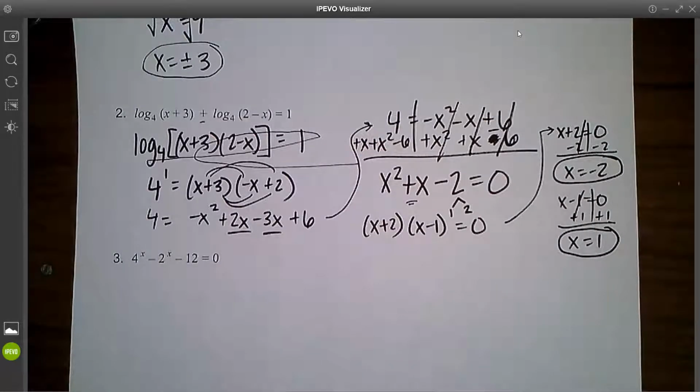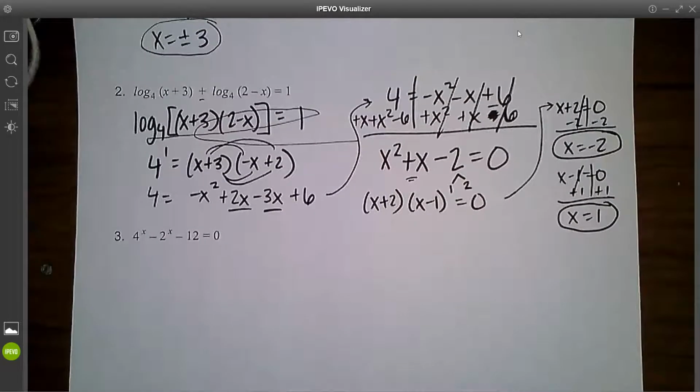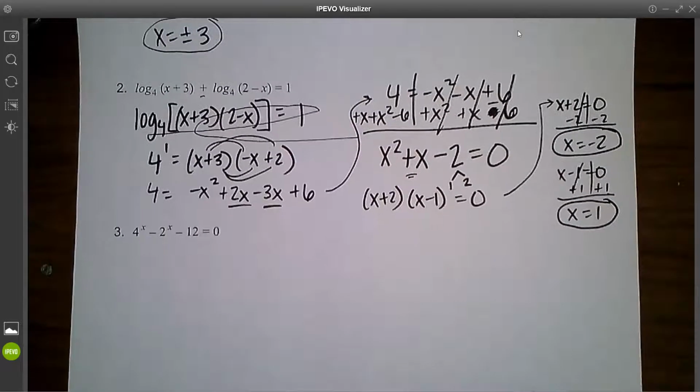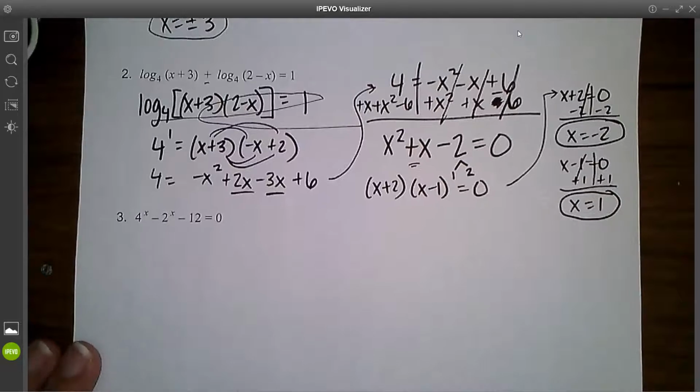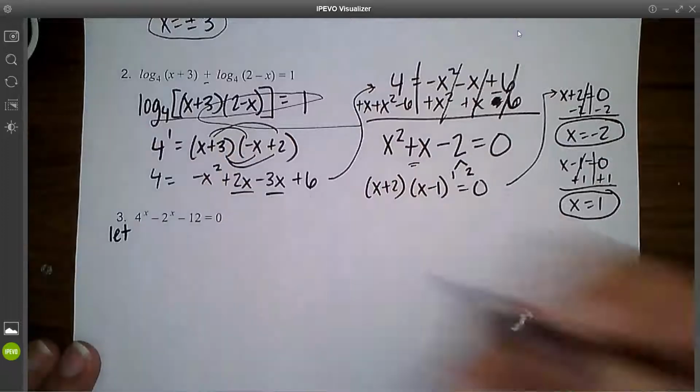Does that make sense? All right, the next one's a cool substitution problem. Are there questions on the first one or the second one there? Oh, well, there are only 8. Yeah, there aren't many.